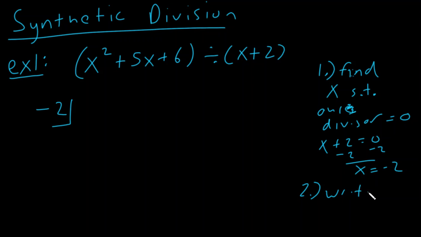So let's write our coefficients. I see here my coefficient of x squared is 1, so I write 1. My coefficient of 5x is 5. And my coefficient of 6, well, of course it's just 6. Okay. And the rest of these steps I'll do off to the left. So what is the next step when using synthetic division?